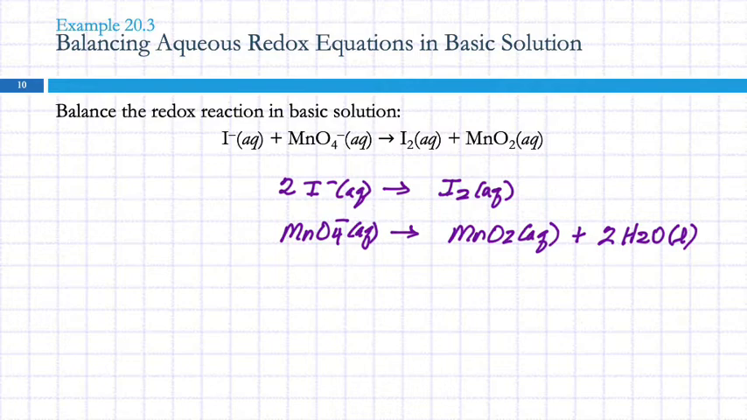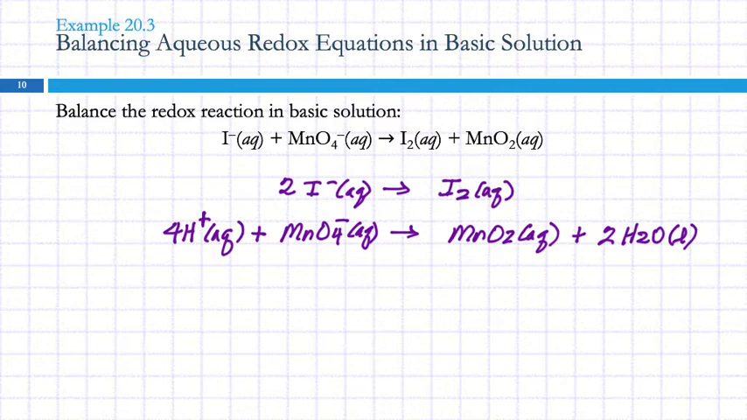And then, not forgetting, like I did on the last example, we have to take care of the hydrogens that we just threw in here. 2 times 2, 4 hydrogens. So there's going to be 4 hydrogen ions on the other side.